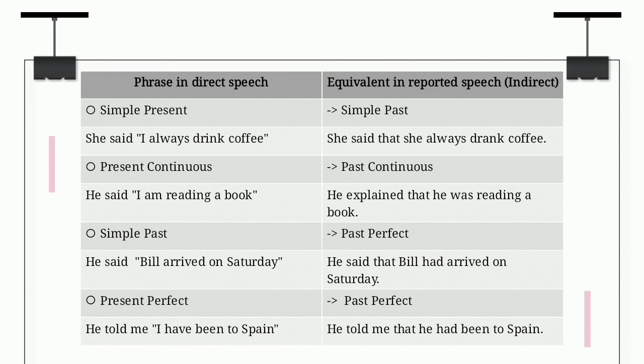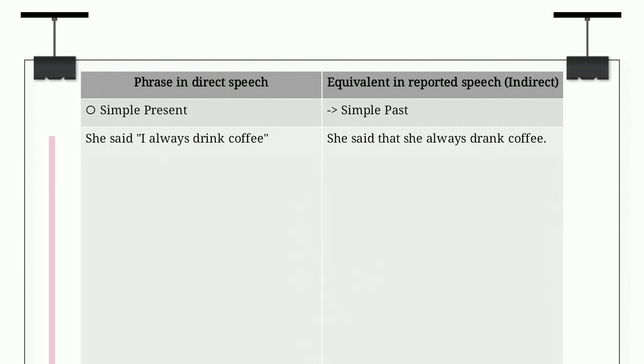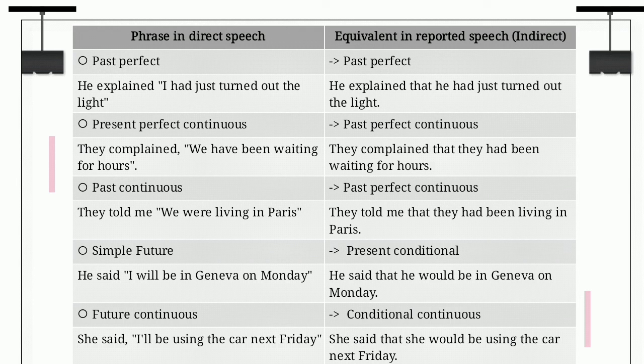Next is present perfect becomes past perfect. For example, he told me, "I have been to Spain," became he told me that he had been to Spain. Next is past perfect stays past perfect. For example, he explained, "I had just turned out the light," became he explained that he had just turned out the light.